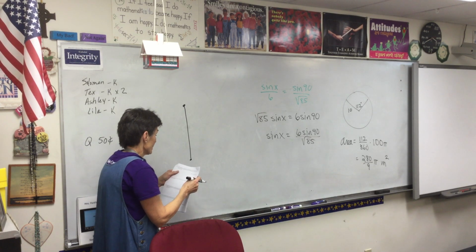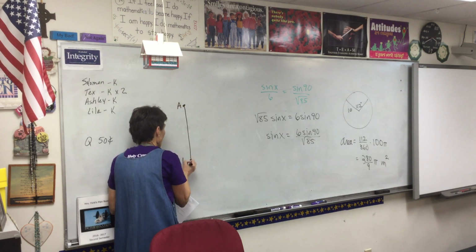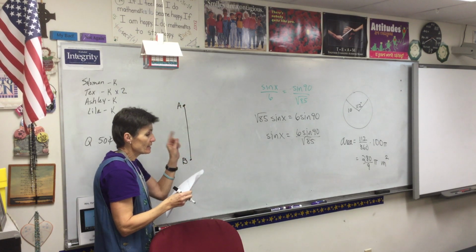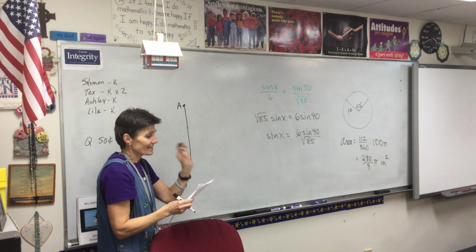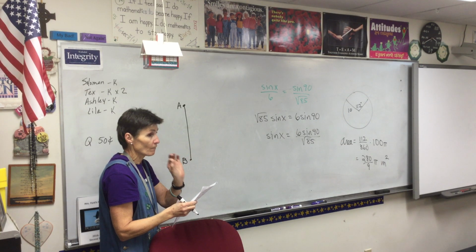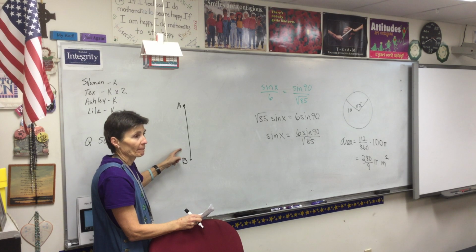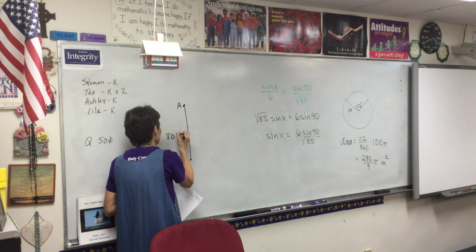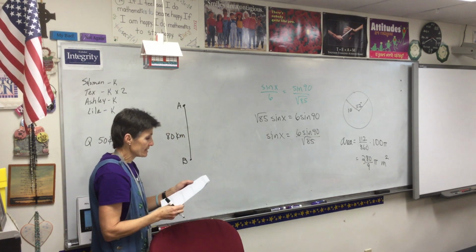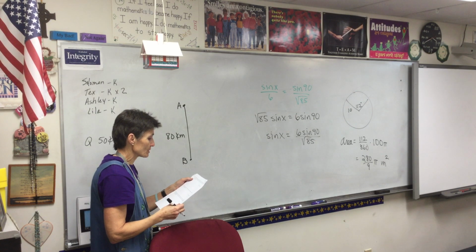Okay? So let's say he starts today and now he's at B. Now he has sailed 16 kilometers an hour for 5 hours. So how long is that? 80 kilometers, yep. 16 per hour for 5 hours.